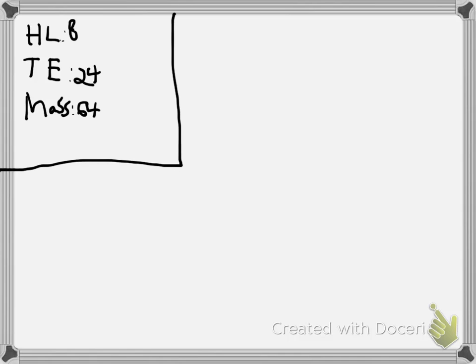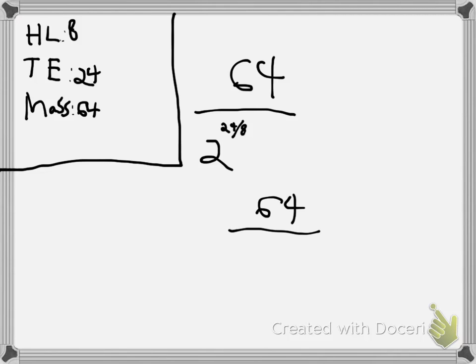So, if we have a half-life of 8 minutes, and our time elapsed is 24 minutes, and we start with a mass of 64, then we have enough information. So, our mass is 64, and we divide it by 2 a certain number of times. To be exact, we divide it by 2, 24 over 8 times. That is the same as 64 over 2 to the third, or 2 times 2 times 2.